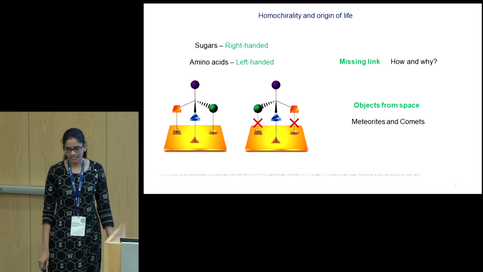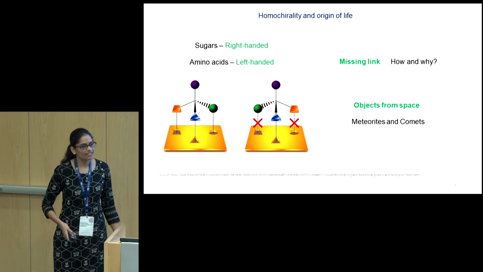But the missing link here is how and why. How did it all start? We don't know. And why has life chosen one over another? There are no real answers to these questions. There are theories and speculations saying it probably started randomly at some point and then amplified over time. Or there is another theory that subatomic particles themselves have some handedness, and that probably led to this increase in one-handedness in life. But there is no clear evidence which connects these theories to the real origin of life.